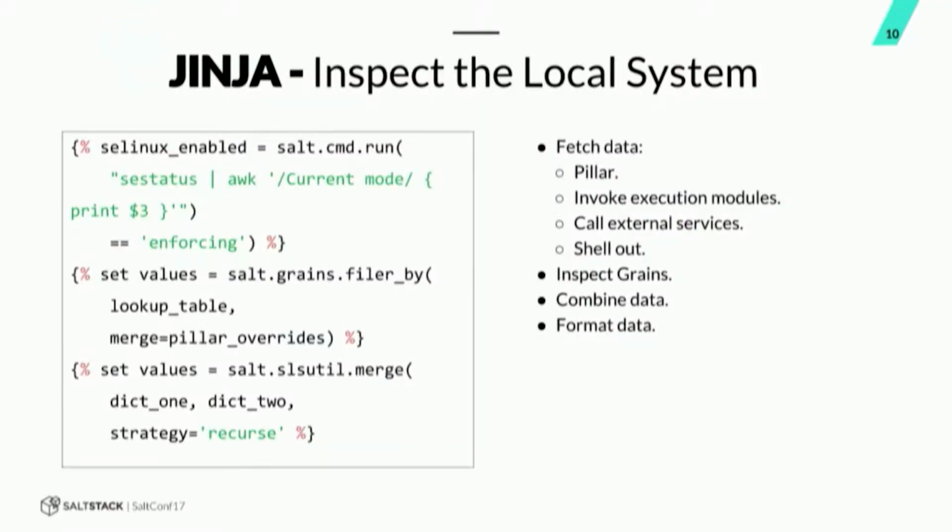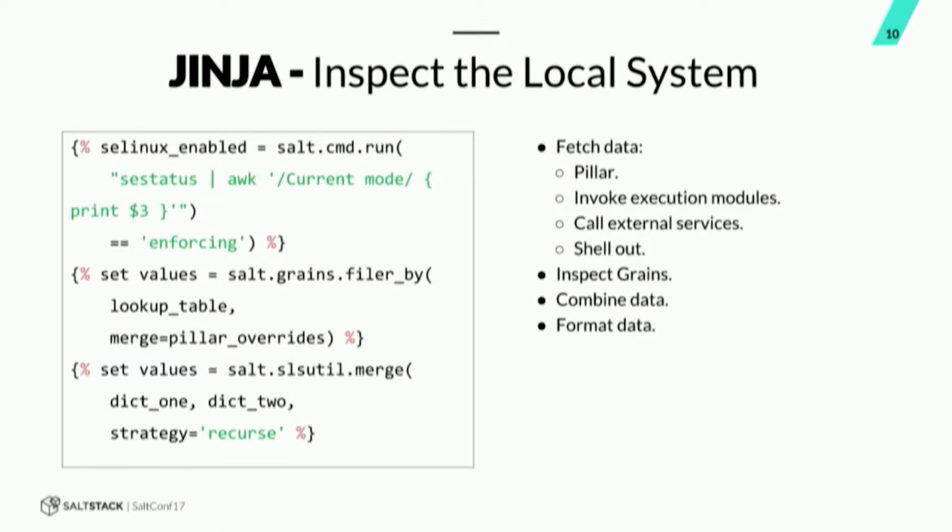So as we talked about, inspect the local system using JINJA. Now, sky's the limit, right? You can fetch data from Pillar. You can invoke execution modules. You can shell out. You can call out to external services, you know, query databases, query web services, that sort of thing. Salt has modules to do all of that. And since the minions are doing the work, there's no load on Salt to add extra functionality to that execution module invocation, right?